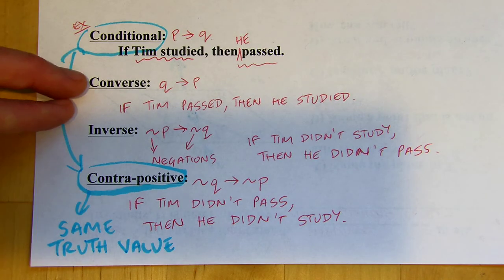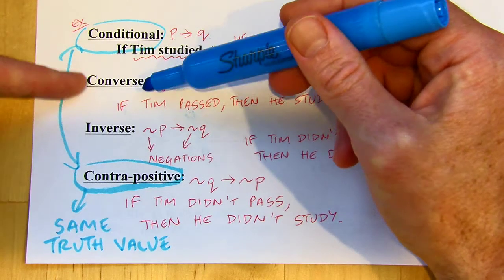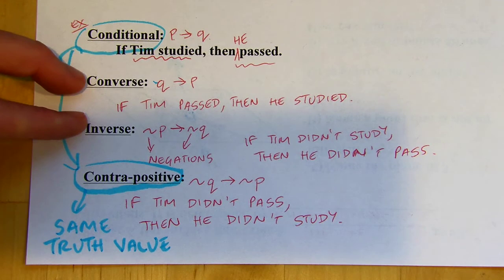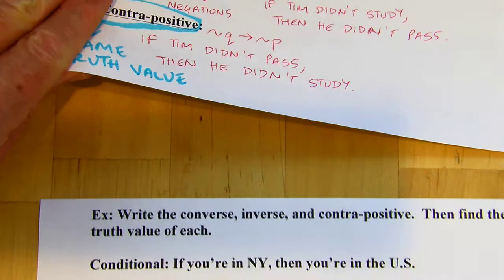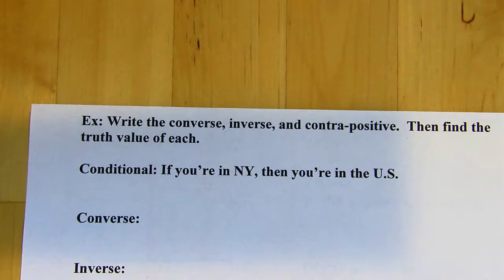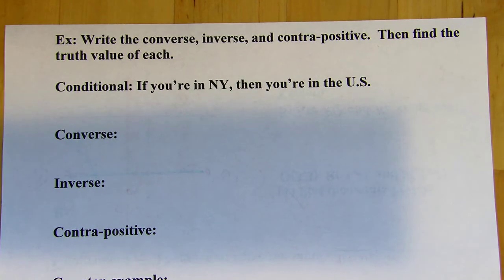The other two can go either way. So just because this is true doesn't mean that one's false. These are kind of free agents, the converse and inverse. You have to just judge them based on their own merit. Okay, so there's the first page. So next is an example. I'm just going to do another example like this where I'm writing the converse, inverse, and contrapositive, but then we're also going to look at the truth values.